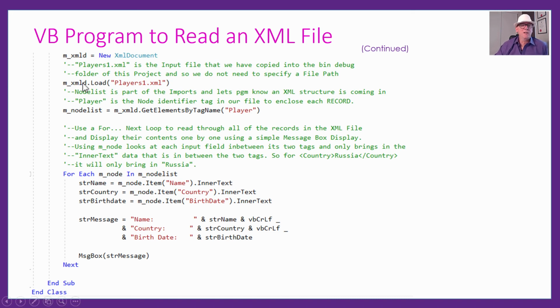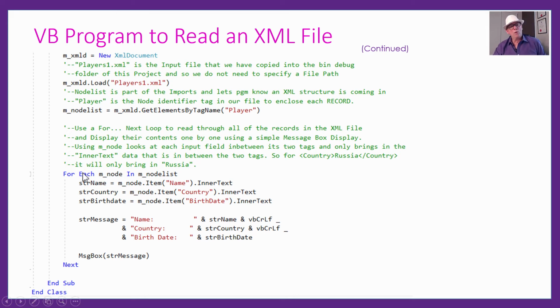So what we do here is, XML LD was for loading. We use the load method and we can load up that file we've got, which was just called players1, the file we're using with those 4 tennis players in it. And node list is part of the imports, and that lets XML know about the structure that's coming in. So we say that the records in this file are all called player. You know how when we first start a record, we have the arrowheads and player inside it. And when we finish our first player at the bottom, we have the arrowheads and a slash player inside there. This is just telling XML, as you're reading through, Visual Basic, when you spot a player and slash player, that is the boundaries between each record.